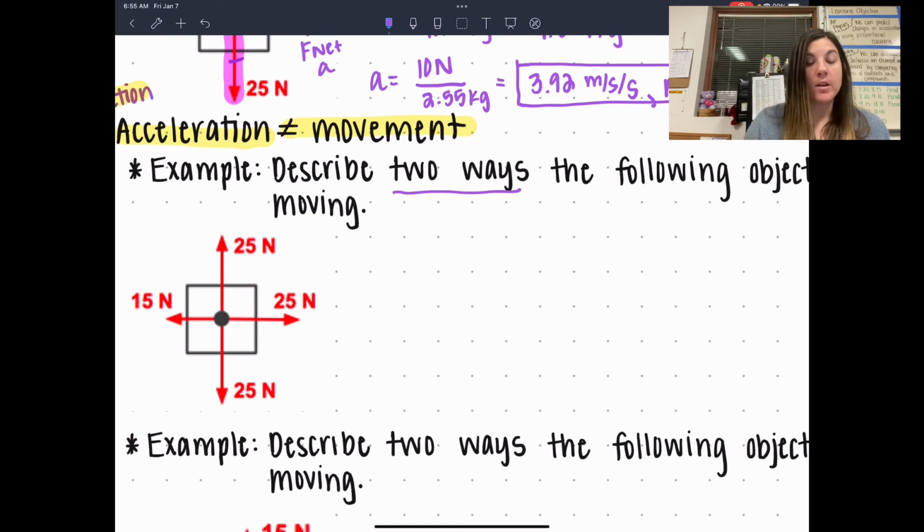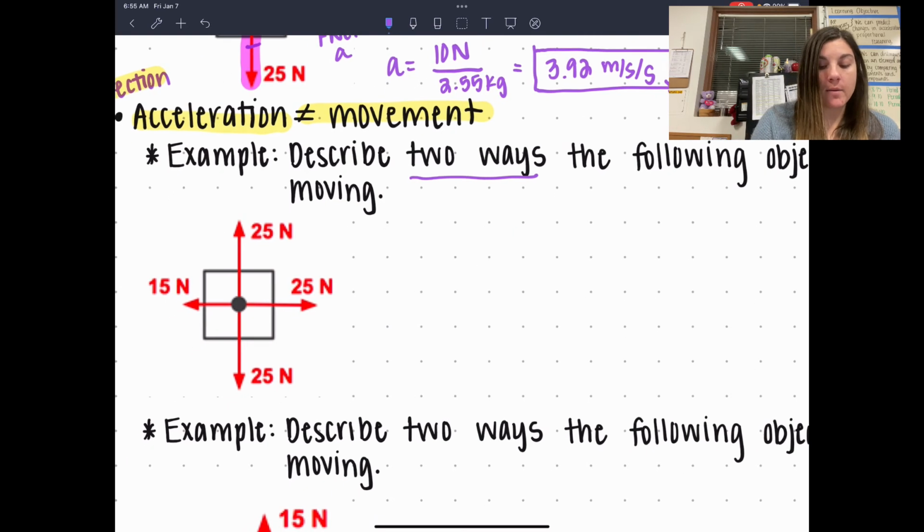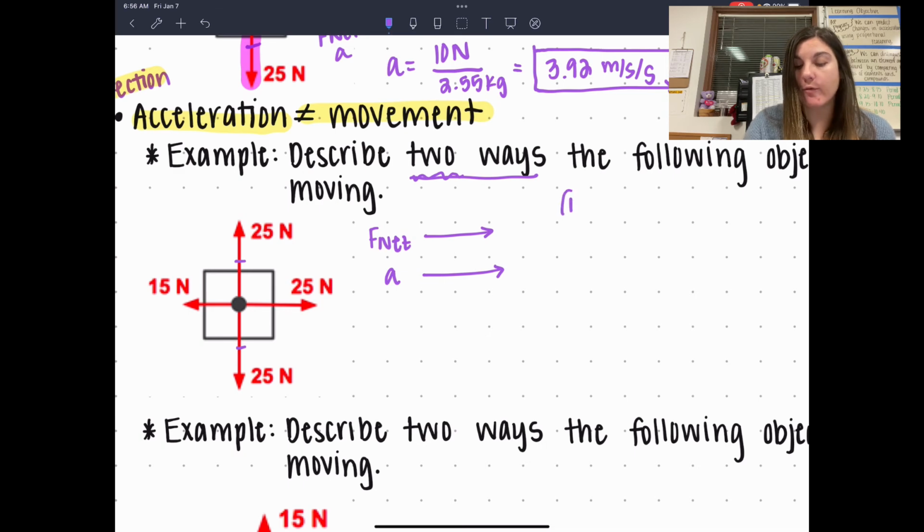This object right here appears to be balanced vertically, but its forces aren't balanced horizontally. There's a net force pointing to the right, which means its acceleration is also to the right. So there are 2 situations that could be happening, or in other words, 2 ways that this object could be moving.